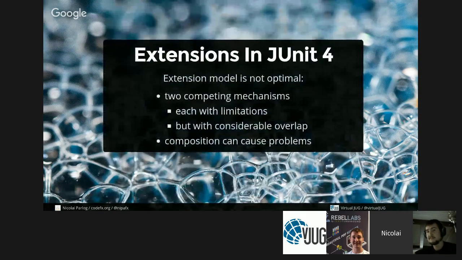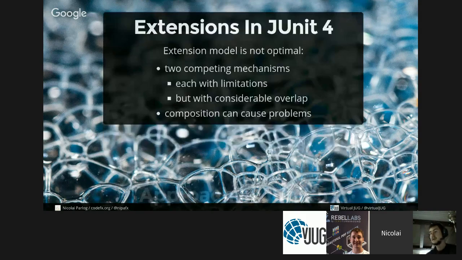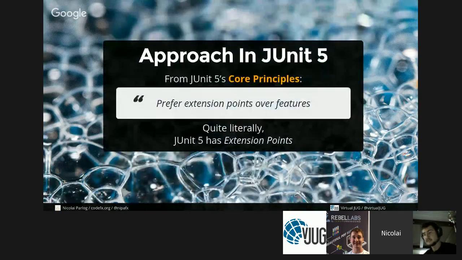Both have limitations. They have a considerable overlap, which makes it not that easy to decide which way is the way to go. And composition, apparently, caused problems. So the JUnit 4 extension model is good, otherwise it wouldn't have survived so long, but it has room for improvement. And this is what the JUnit 5 team set out to do. They have a couple of core principles, and one of them is literally prefer extension points over features. So JUnit 5 has extension points.